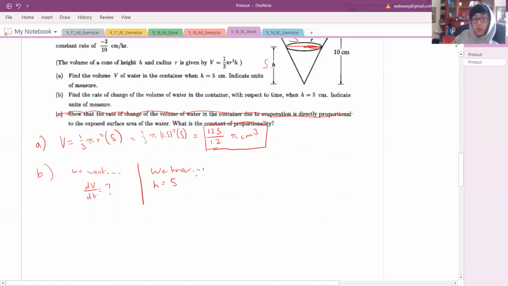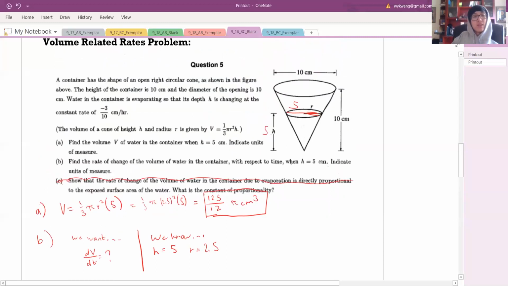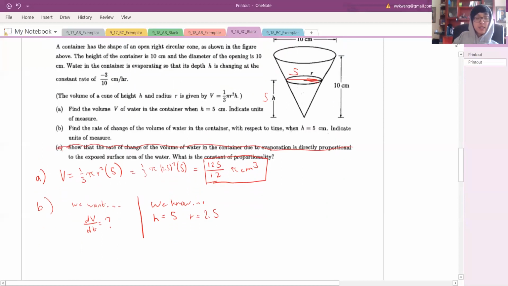Let's see. When h is 5, we already calculated in the previous problem that r is equal to 2.5. What else do we know? If we read the problem earlier, we're told that the water in the container is evaporating so that the depth h is changing at the constant rate of -3 tenths centimeters per hour.